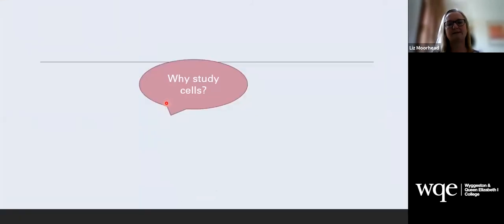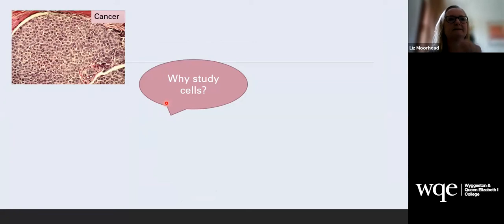All right, so why do we study cells then? A number of reasons. Understanding cell structure and function helps us to diagnose illnesses such as cancer. Cancer cells often appear abnormal under the microscope, so a trained technician can look at tissue samples and may be able to identify some cancers. It also helps us develop treatments for the cancer.